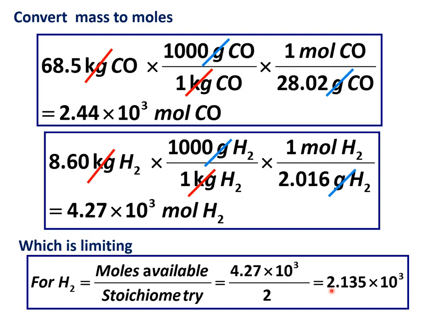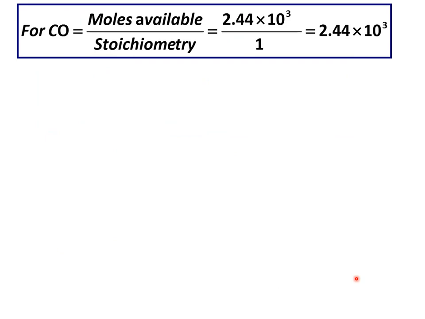First, for hydrogen, if you divide the moles available by the stoichiometry, you will get this number. I want you to notice that the number of moles of hydrogen available is 4.27 kilomole, but if you divide by the stoichiometry, you will get 2.1 times 10 to the power 3. If you repeat the same for carbon monoxide, you will get 2.44, so hydrogen, 2.1, will have the deficiency. Then hydrogen is the limiting reactant.